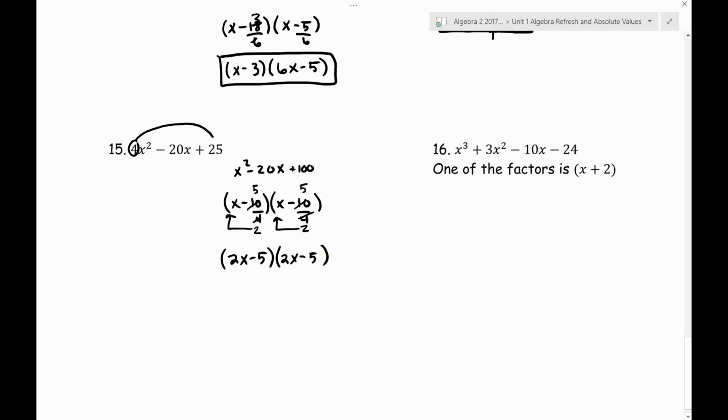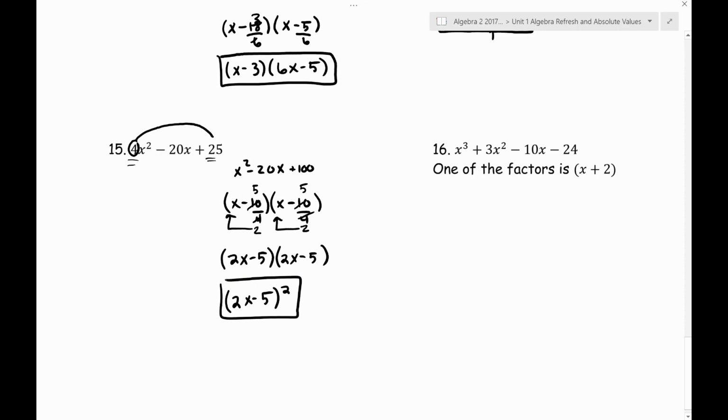Well, hey, this was one of those cases where I have a special trinomial. Okay, first term is squared, so we can square root it. Last term is squared, so I can square root it. Okay, multiply and double, and I get negative 20x. So this is 2x minus 5 quantity squared. Square the first, square the last, multiply them and double.